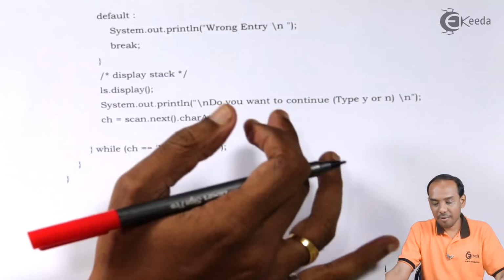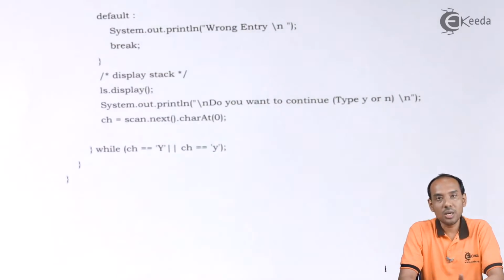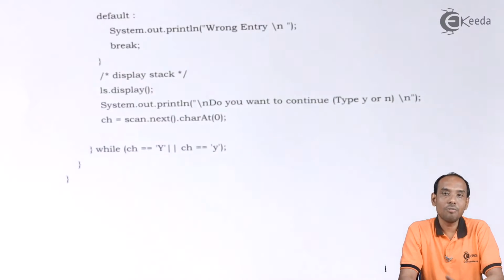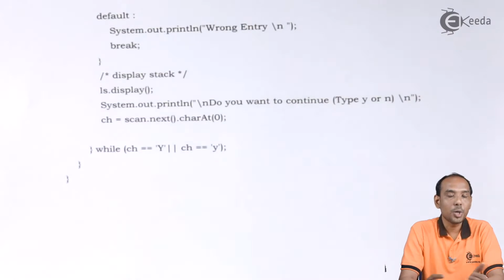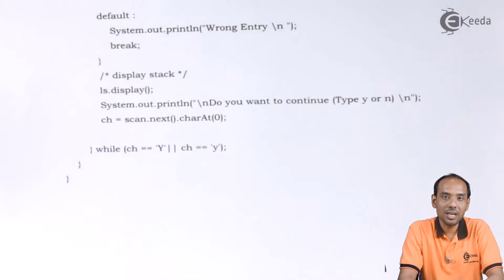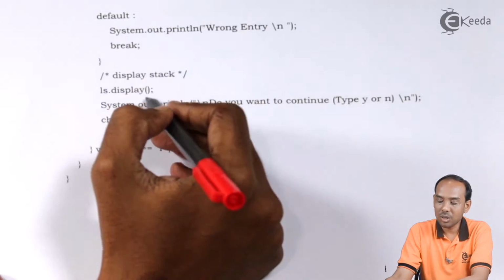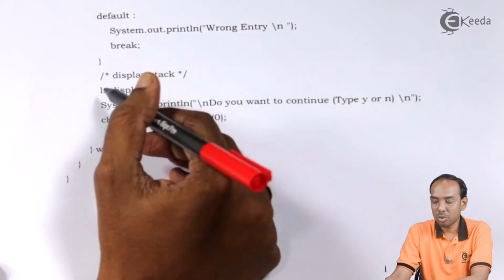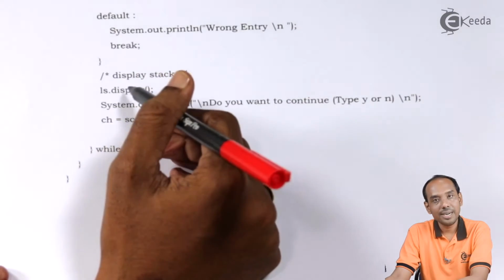Next, if the case arises that the user doesn't enter the given set of operations, that is number 1 to number 6, in that case we are going to use the case called default and show the user that he has entered the wrong choice. Then we are going to ask the user to display the values. To do this, I am going to write ls.display.